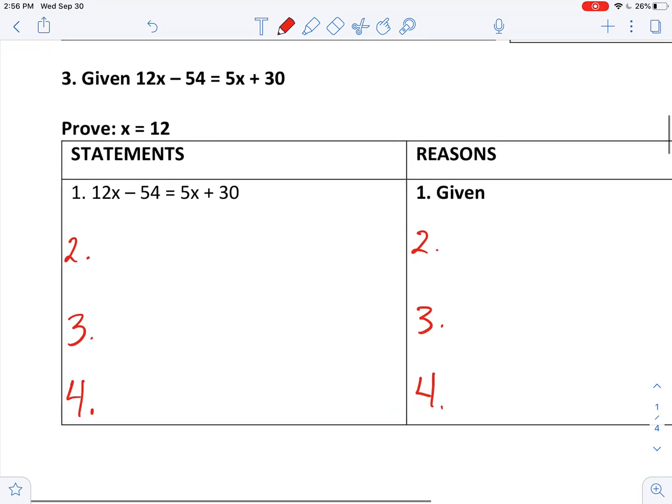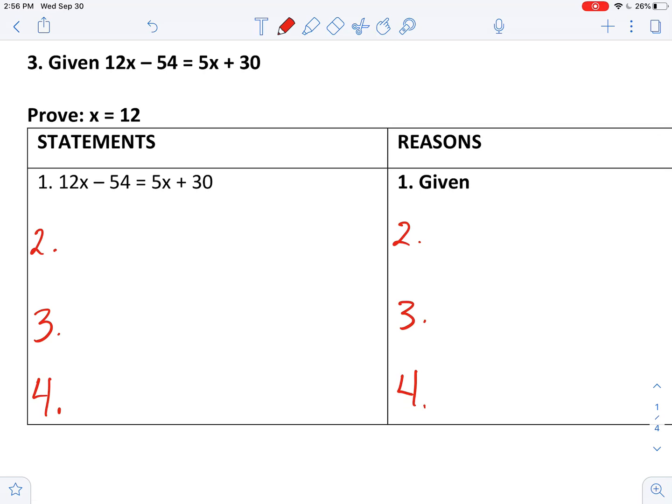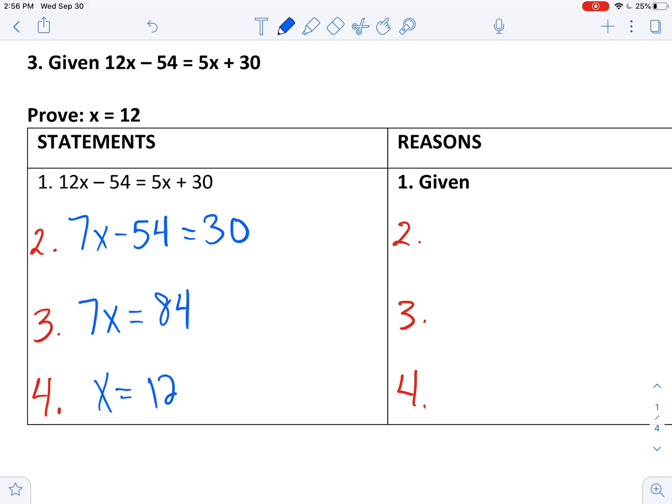And for our 2-column algebraic proofs, same idea. The only new curveball here is that you have to solve for x. So I'll solve for x really quickly here. And this might not have been exactly the same first step as yours, but this step should look the same. Steps 3 and 4 should be exactly the same.